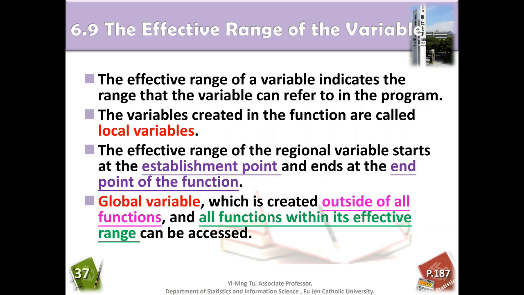So the other one is the global variable. A global variable is created outside all the functions. Being outside of all the functions means its life cycle is very long. It could be created at the start, but it ends when the program, the file, finishes. So all the functions within its effective range can access it.